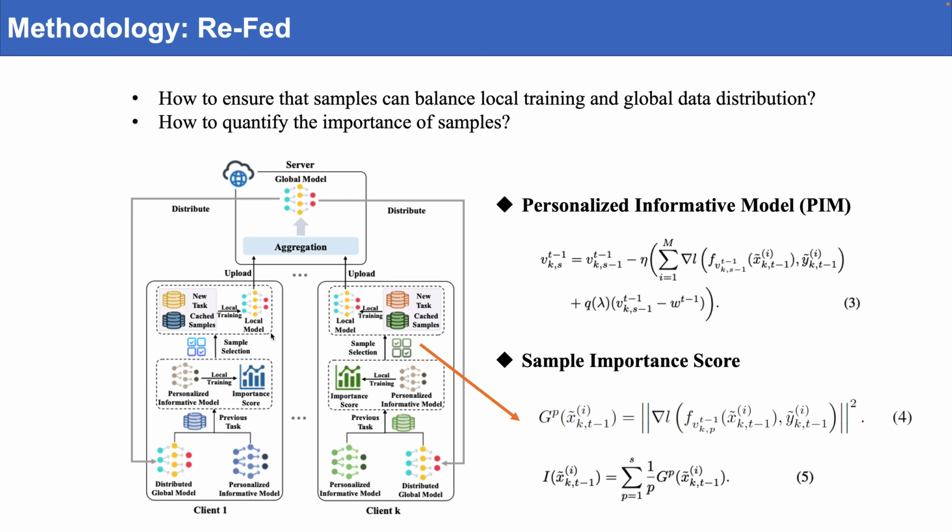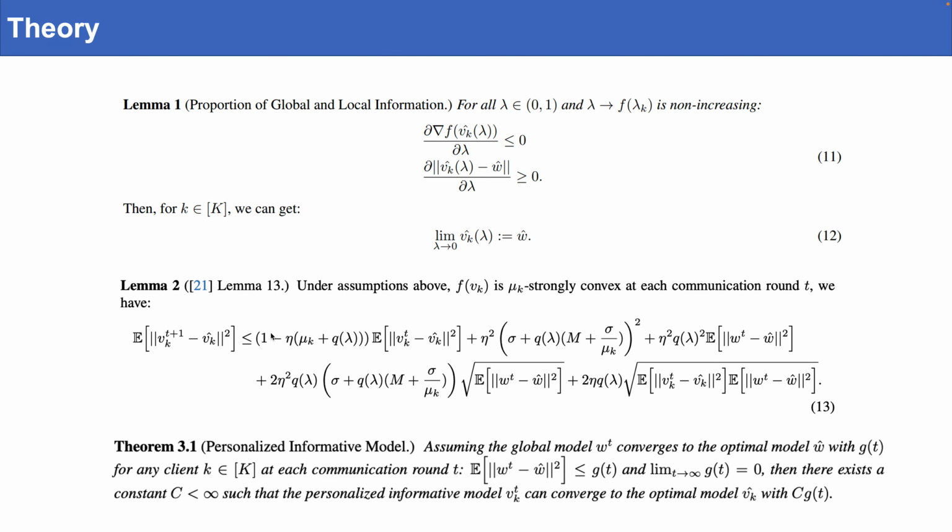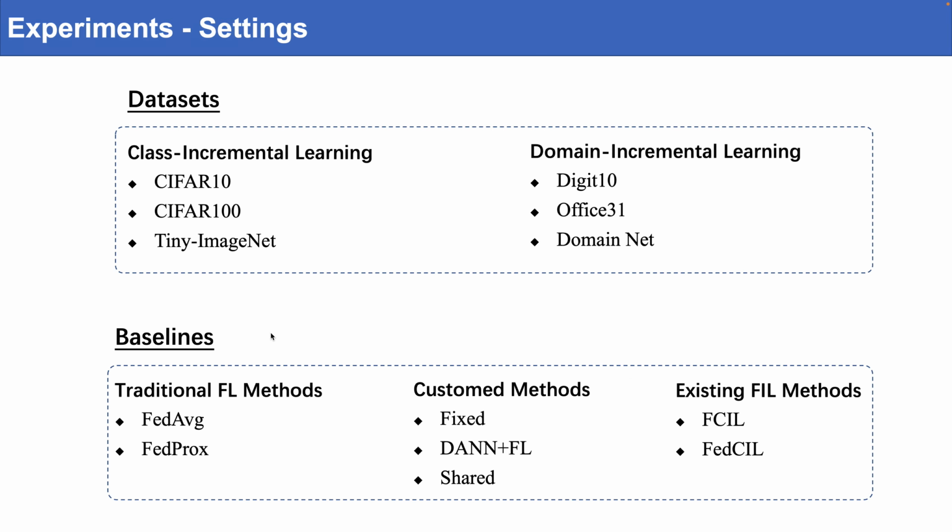The second is the sample importance score. Samples are selected for caching based on their importance scores by equation 4, ensuring that both local and global training needs are met effectively. Next, we theoretically prove the convergence of PIM, and the cache samples can balance both the global and local information. Our experiments evaluate the performance of the ReFed framework across various datasets and baselines.